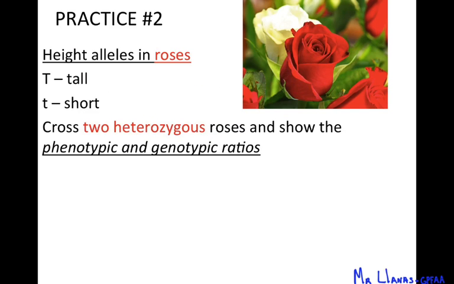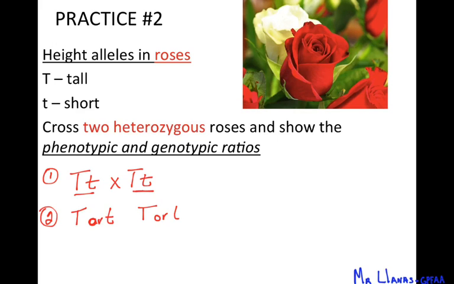The next example says, height alleles in roses, big T's for tall, little t's for short, and it tells us to cross 2 heterozygous roses and show the phenotypic and genotypic ratio. Well, we know that the 2 parents are going to be heterozygous, and that's step number 1. Heterozygous means you have 2 different alleles, big T, little t. Number 2, we're going to identify the gametes. So this parent can only give a big T or a little t. This parent can give a big T or a little t.